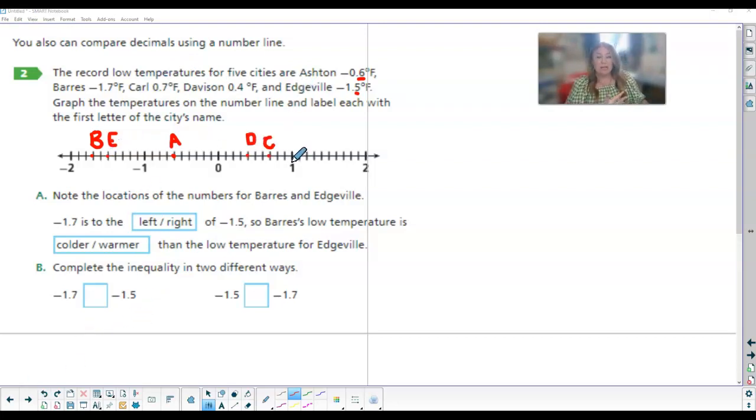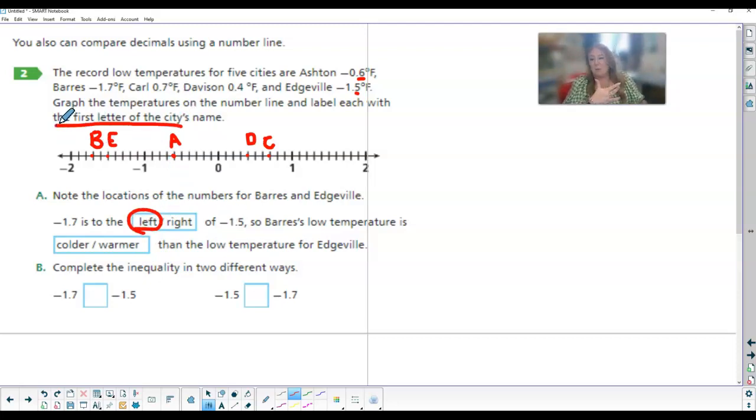So yours should look like this now. So the order is B, E, A, D, C for all of those cities. So note the locations on the number line for Bars and Edgeville. So we're looking at B and E right now. Negative 1.7 is to the right or left of negative 1.5? So here's B and E. Negative 1.7 is to the left of negative 1.5.